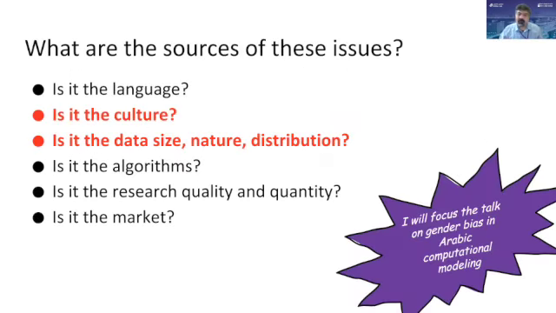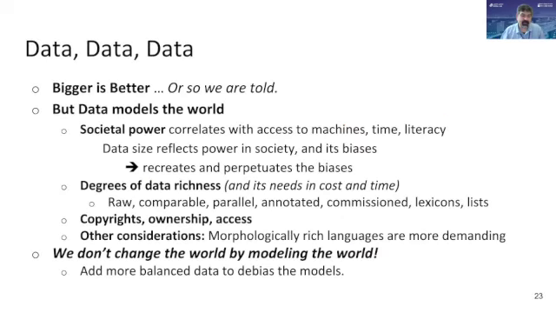Again, people are playing with language, and I think it's extremely healthy, and Arabic needs more of it, in fact. So is it culture and is it data size, nature, and distribution? I'm going to talk about these two together, right? Because I think the culture generates the data, the power in the culture, people who have power will generate more of the data, etc. So these are not completely separate from each other. The general attitude in AI and in language processing is that generally bigger is better.